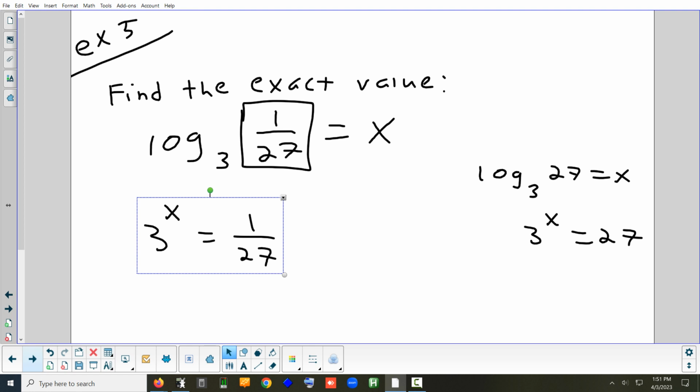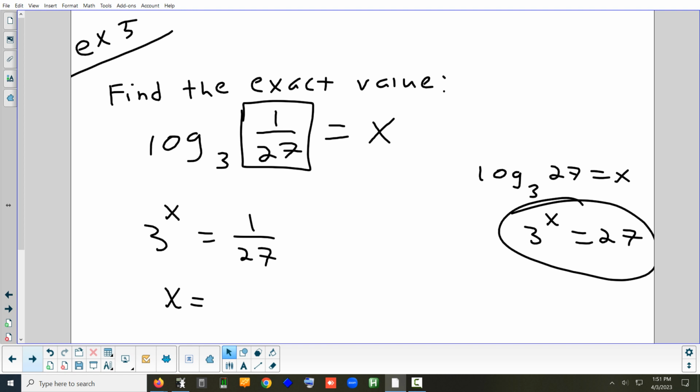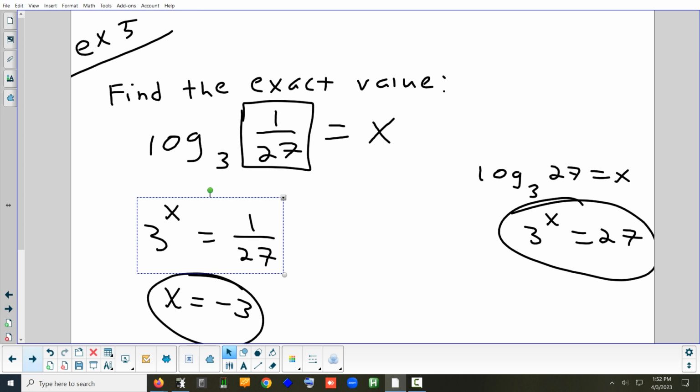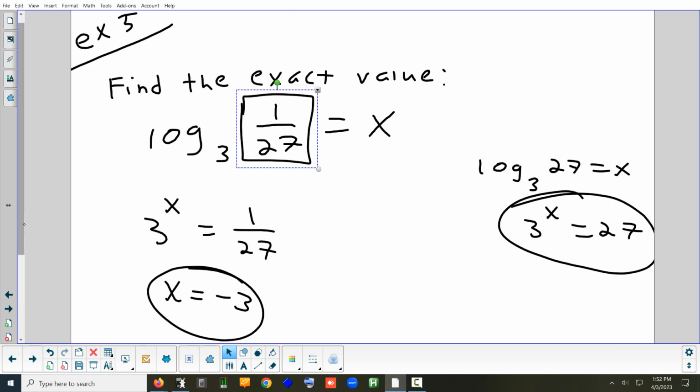Negative. So if you can figure out the answer to this problem, then the answer to this problem is the same thing, except you make it a negative, so it flips it. The answer to 1/27 would be negative 3. So we want a 3 here, because 3 to the third power is 27, but we want the 27 flipped, so we have to make the exponent a negative. So anytime you have a fraction where the number you're looking for is in the bottom, make your exponent a negative, and that's how you do it. Any questions on it?